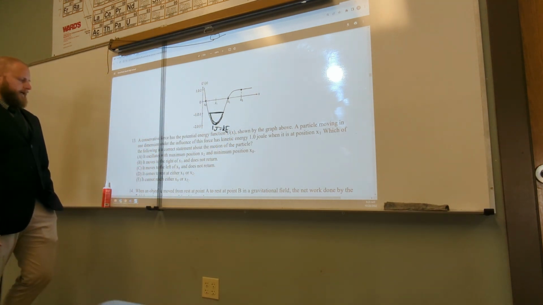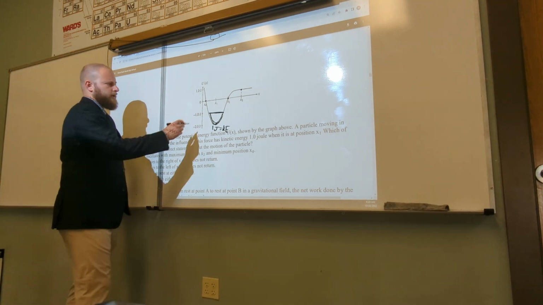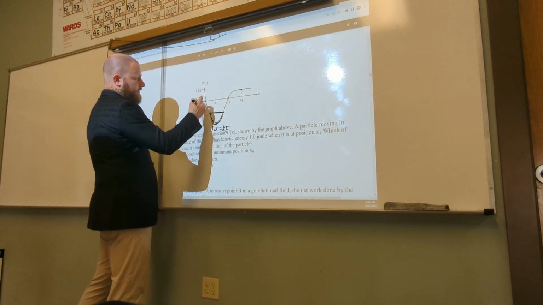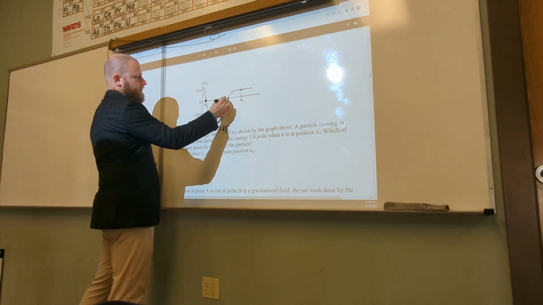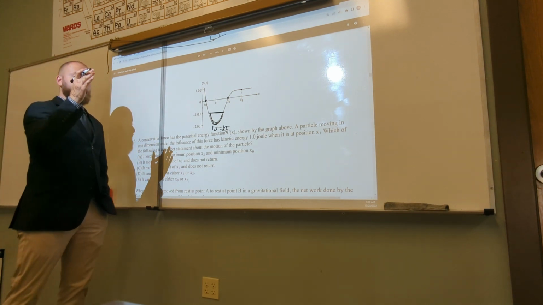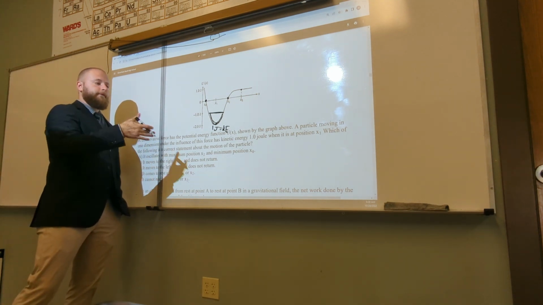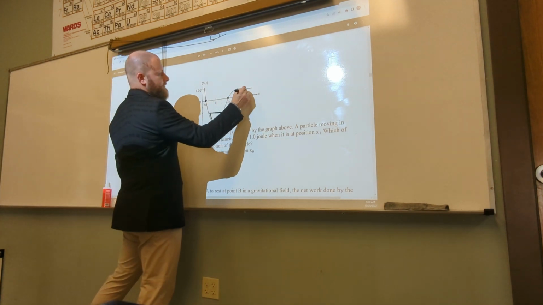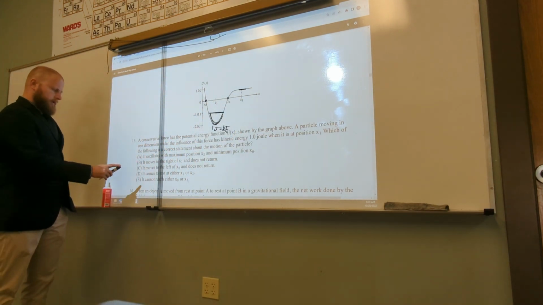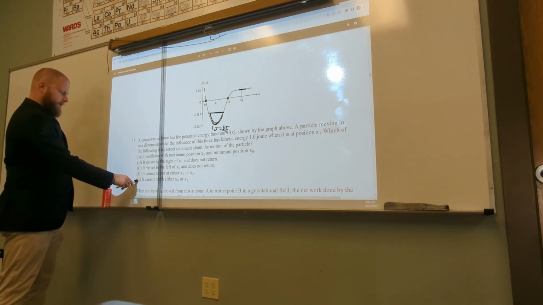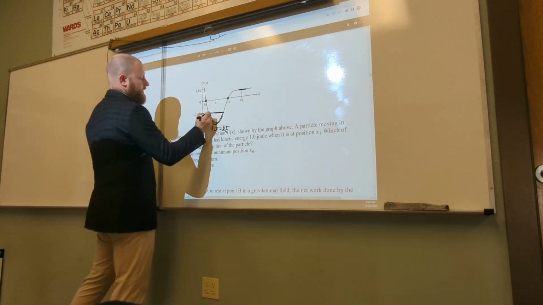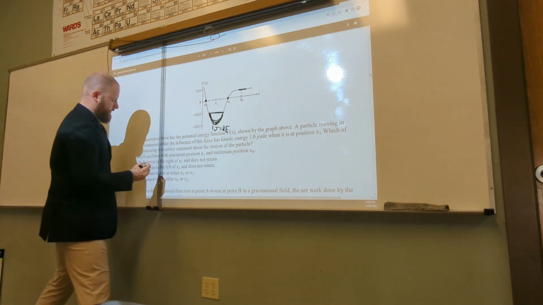D, it comes to rest at either x0 or x2. So x0 or x2. Well, it can't even get that high, and on top of that, the force here is not 0, which means it can't come to rest there, right? An object can only come to rest in the spot where it's at equilibrium, or where the force is 0, which means it needs to be flat, right? And then E, it cannot reach either x0 or x2, and that is correct, right? It's going to oscillate back and forth here. So the correct answer would be E.